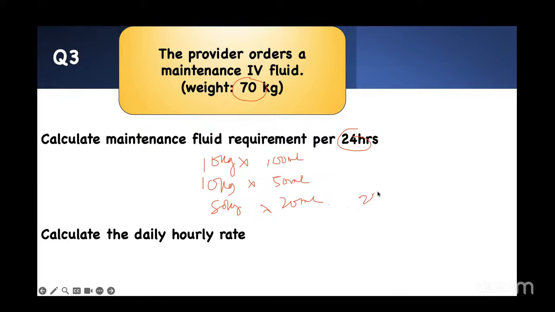So this will give you 2,500 ml over 24 hours. The hourly rate, you just divide over 24 hours and you get it. And that is the way to calculate the hourly rate. So this is the maintenance fluid calculation.